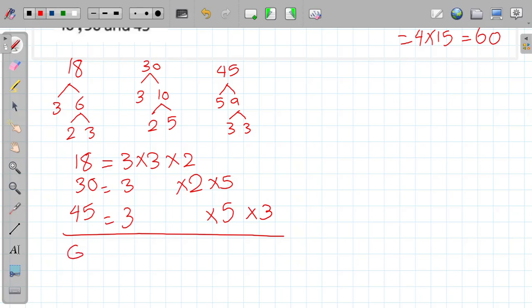Okay, so the greatest common factor will be what? Listen, I have just 3 repeated in the 3 numbers together. Okay, so the greatest common factor is only 3.